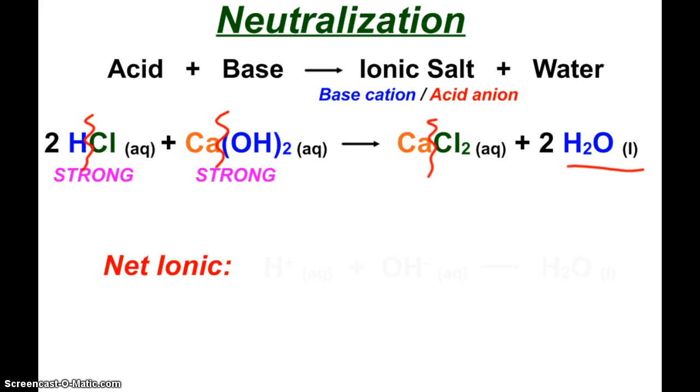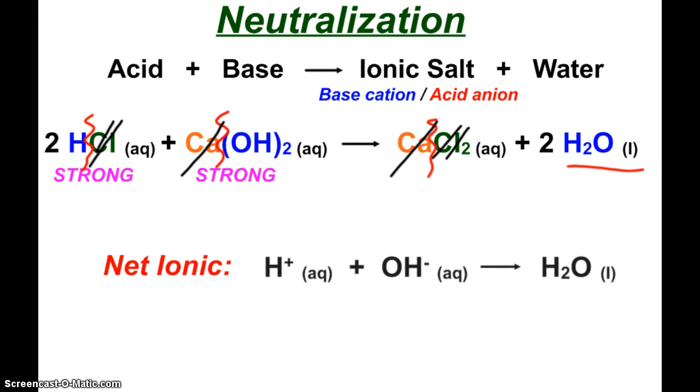So from a net perspective, calciums are gone, the two chlorides are gone, and so we end up just having hydrogen ion plus hydroxide ion makes water. That's the truth for every strong acid mixed with a strong base. That's always going to be your net ionic equation.